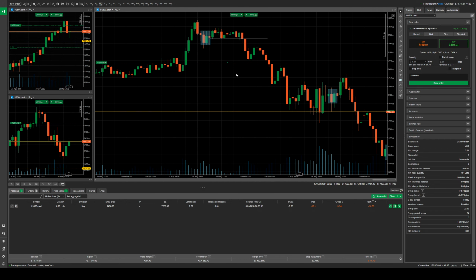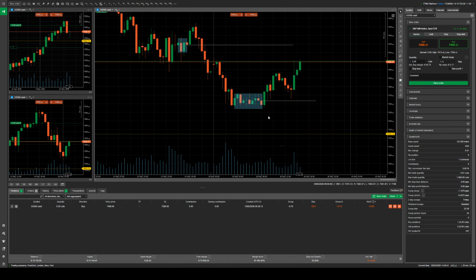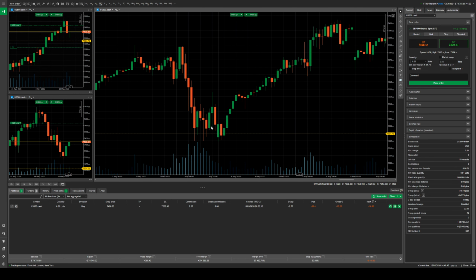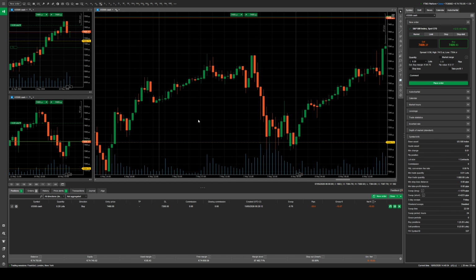After every contraction there is an expansion leg and then a trend. Sometimes there can be multiple expansion legs. Let me try and find some. Here we go. So we have a run and a contraction, and then 1, 2, 3, and then trend.